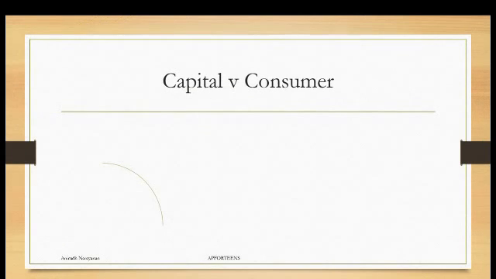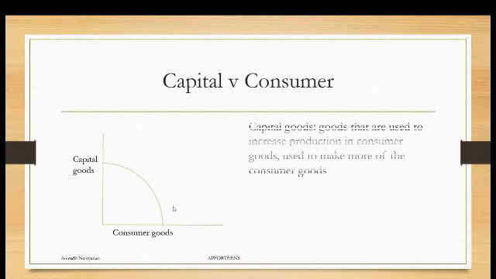Capital versus consumer goods. Your graph here shows the comparison between capital goods and consumer goods. But what are capital goods and what are consumer goods? Let's take a look. Capital goods are what we discussed in the previous video: goods that are used to increase production, used to make more of the consumer goods.